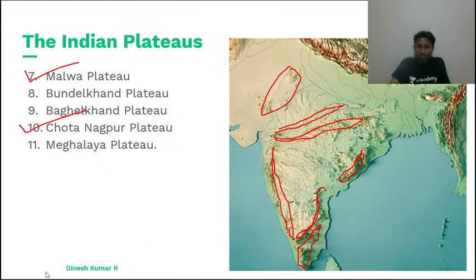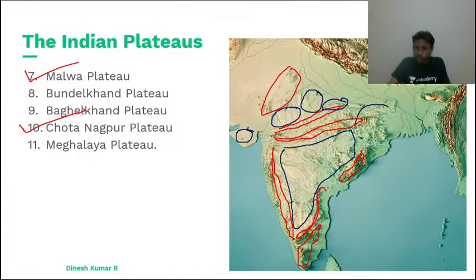All these are mountainous parts of my Indian plateaus. What else do I have to cover in Indian plateaus? I will study the Deccan Plateau, the Kathiawar upland, the Malwa Plateau, Bundelkhand Plateau, Baghelkhand Plateau, Chota Nagpur Plateau, and the Meghalaya Plateau. This is how I can divide and study my entire Indian plateau.